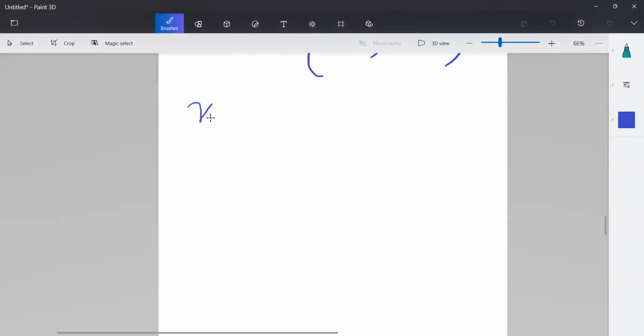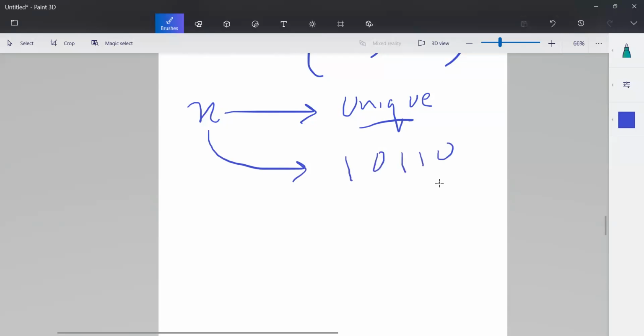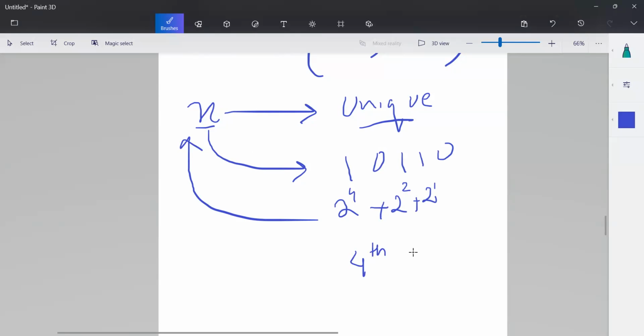Basically, if you are using X coins, this X is mapped to a unique way of selecting deserts. How? You write X in binary form, basically 1, 0, 1, 1, 0, with powers of 2 for each position. If you add these, you'll get X, right? So if you're using X coins, you are getting the fourth desert, the second desert, and the first desert.